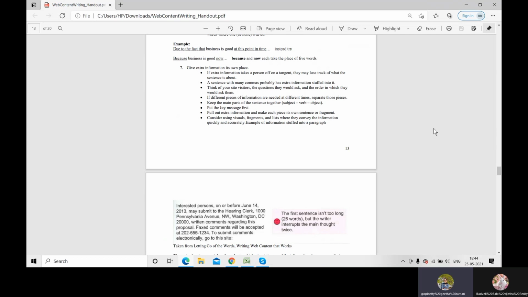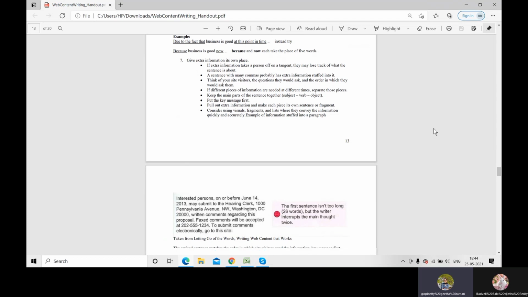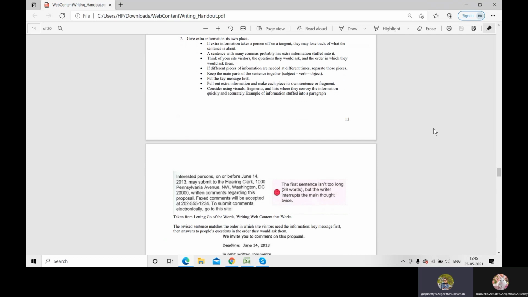Next, give extra information its own place. If extra information takes a person off on a tangent, they may lose track of what the sentence is about. A sentence with many commas probably has extra information stuffed into it. Think of your site visitors, the questions they would ask, and the order in which they would ask them. If different pieces of information are needed at different times, separate those pieces. Keep the main parts of the sentence together: subject, verb, object.